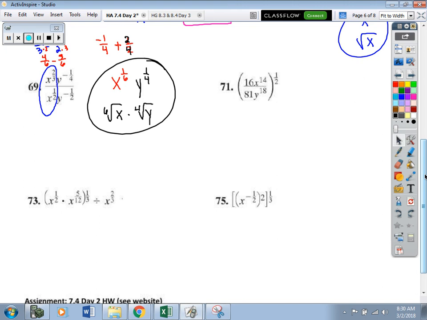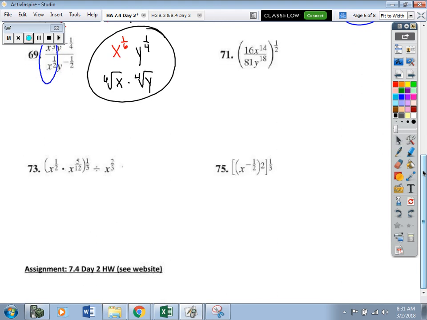Why don't you guys try the next 3, and then we will go over them because they are a little bit tricky. But I'd like you to try them. If you want to move around and work with a partner on them, you can, just to kind of bounce ideas off of one another.